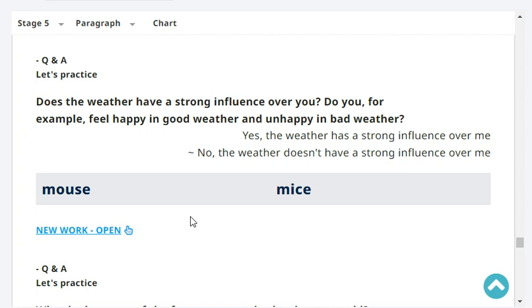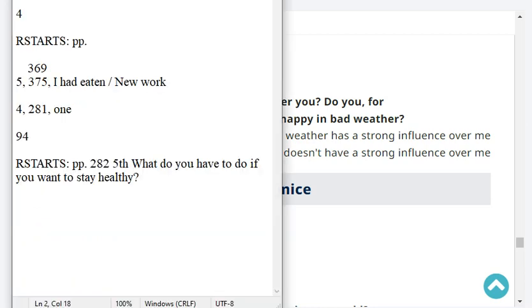Yes or no? Yes, the weather has a strong influence over me. I feel happy in good weather and unhappy in bad weather. Very good. Okay, now let's move on to reading.